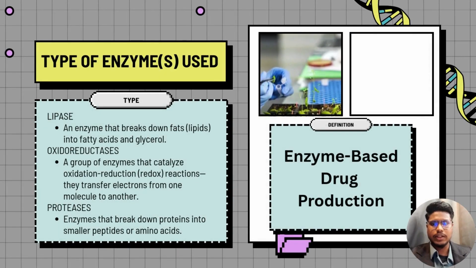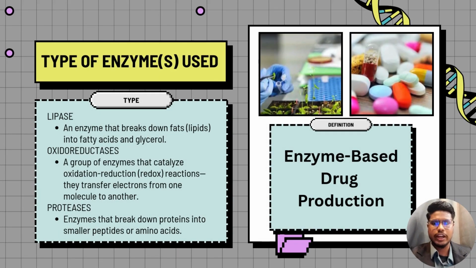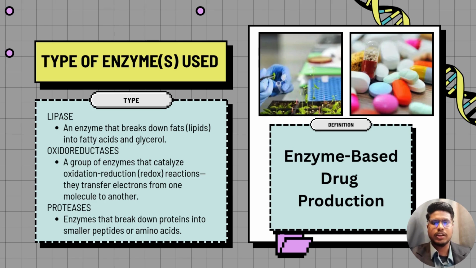I will briefly explain the types of enzyme used in biotechnology and medicine, especially in enzyme-based drug production. Let's begin with the first enzyme, lipase. Lipase is the enzyme that breaks down fat into fatty acid and glycerol. In biotechnology, lipases are widely used to create chiral drug molecules, especially by resolving racemic mixtures, which is important for making drugs more effective and safer.